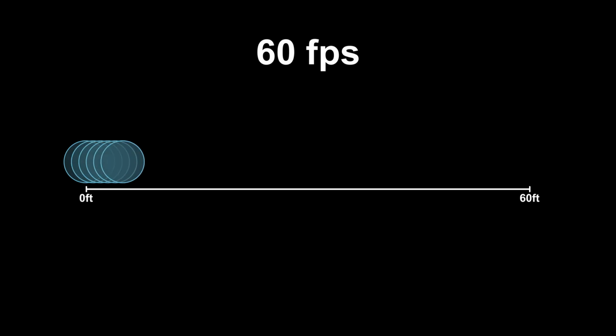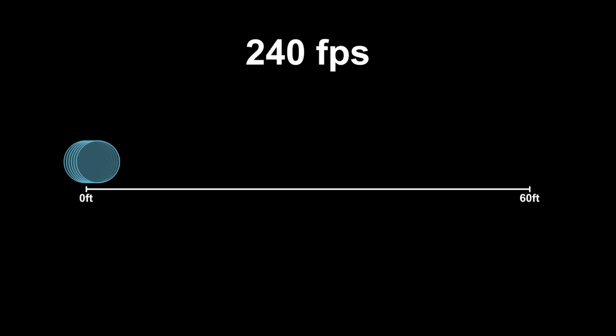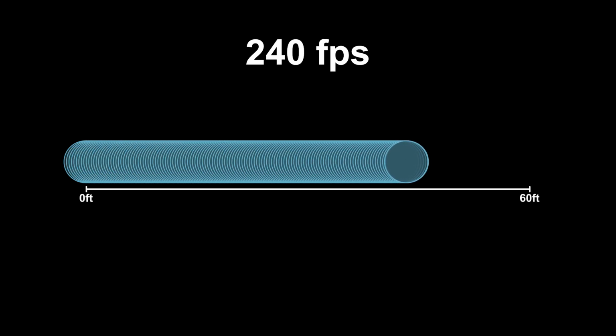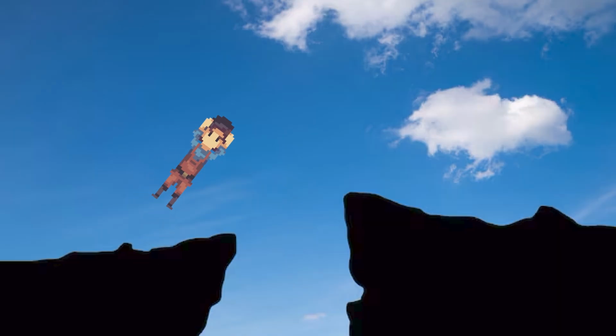For simplicity, let's say that the distance the object has to travel is 60 feet over 1 second. So if there's 60 FPS, then it will travel 1 foot every frame. If there's 240 FPS, then it will travel 1/4 of a foot every frame. But what if we lower the FPS all the way down to a single frame per second? Now the object has to move the full 60 feet in a single frame. That's a pretty big jump.